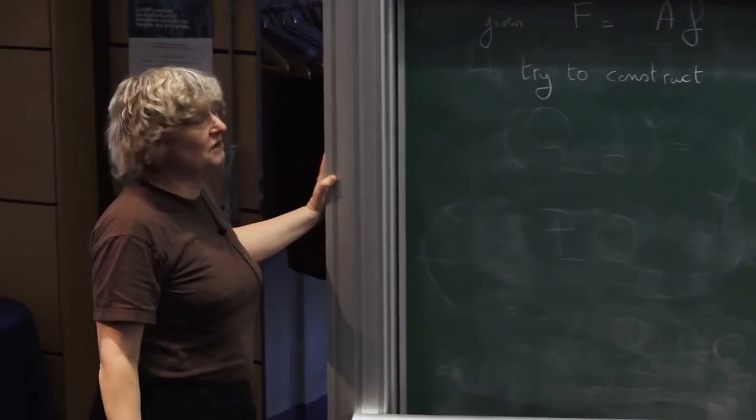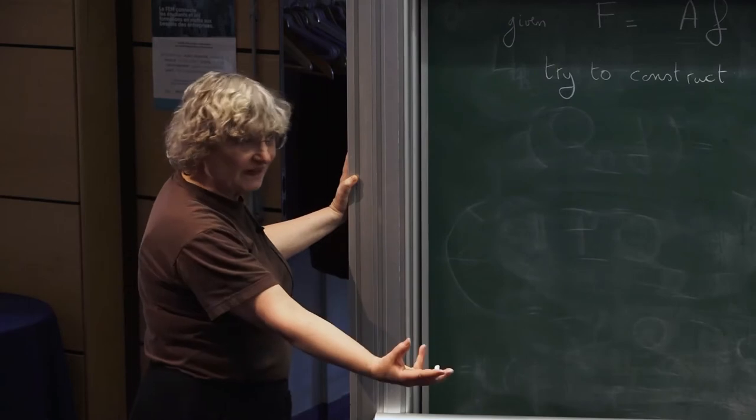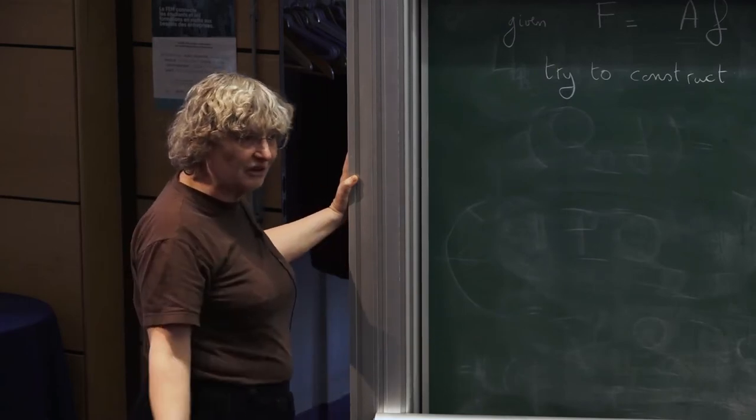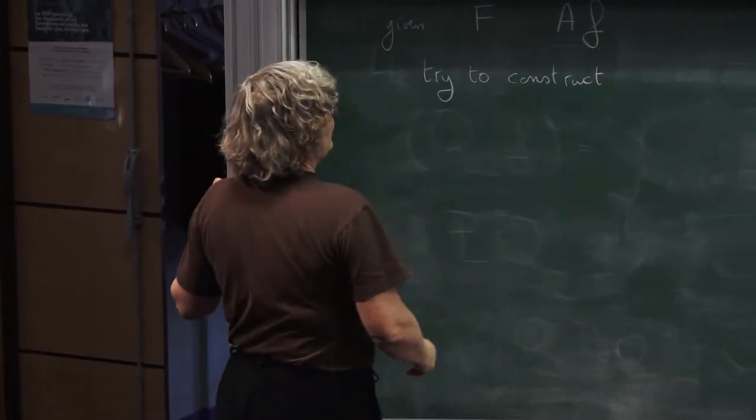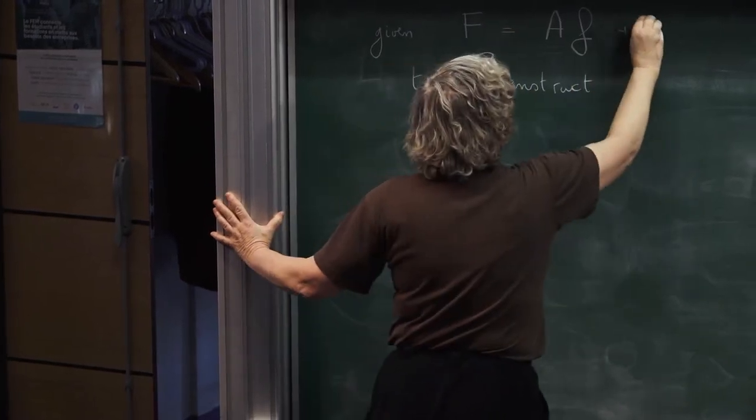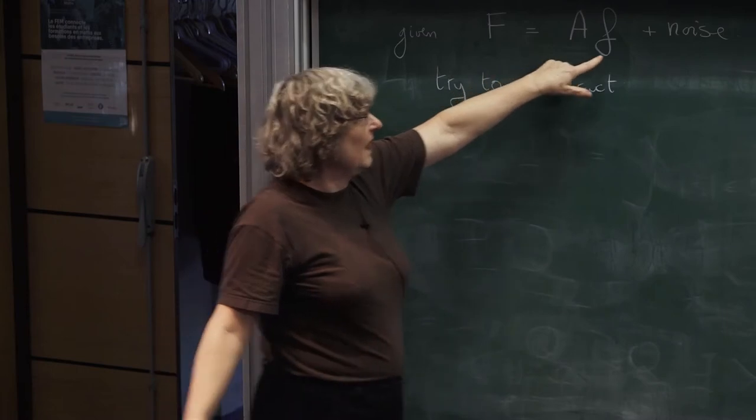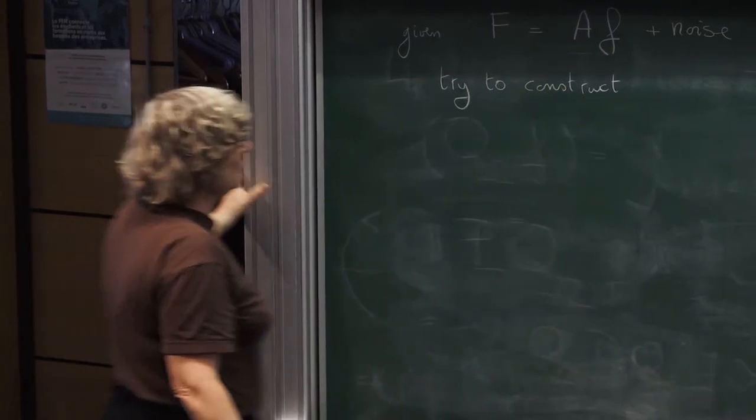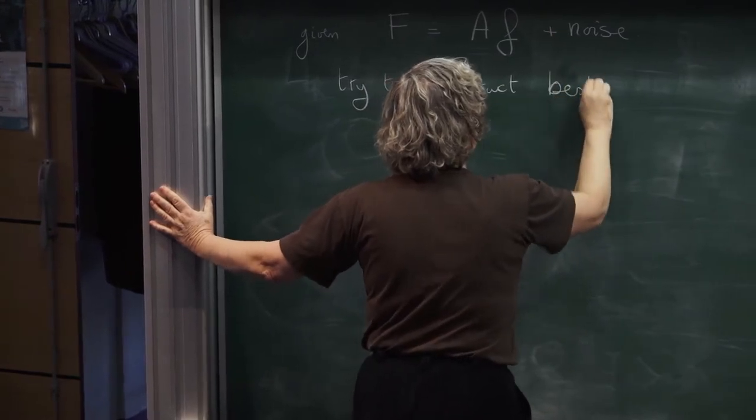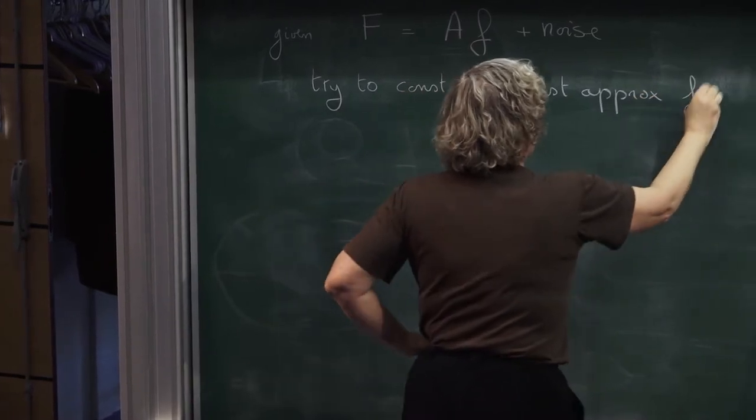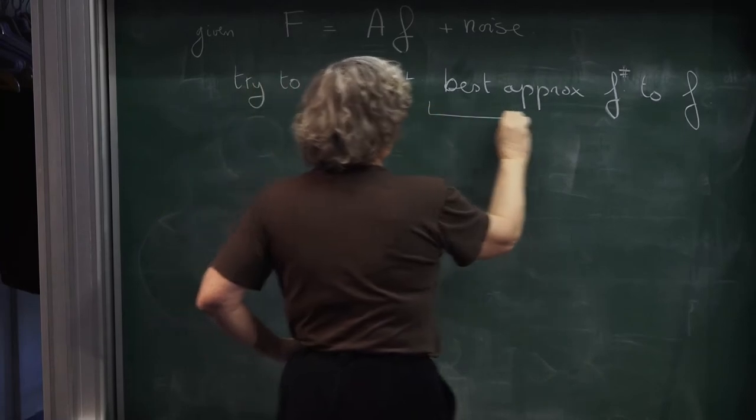And this is most of the time what you have in physics. Most of the time you're interested in something, an object that you observe through a telescope, through a microscope, whatever way and so on, but you want the original thing, not what you have measured from it. And in fact, what you know is that F is the thing you wanted, plus some noise. Given that you measured this, which you know is some known operator acting on F plus noise, you try to construct F or an approximation, the best possible approximation, F sharp to F.